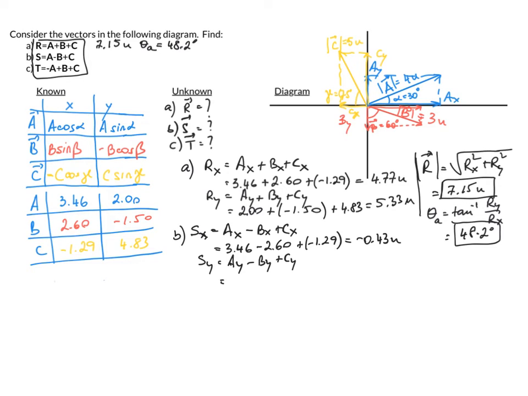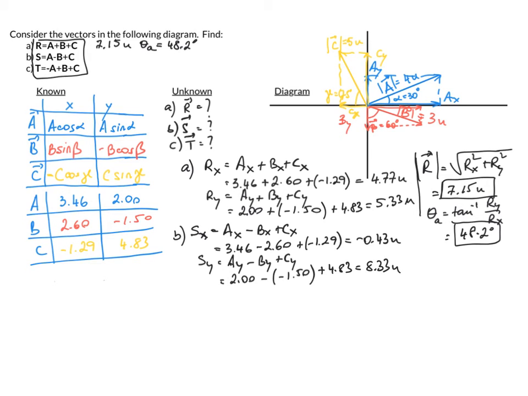Then s sub y is going to be a sub y minus b sub y plus c sub y. So a sub y is 2.00, b sub y is negative 1.50. So one of the negative signs comes from here, the other negative sign comes from there, so the two negatives will actually add. And then plus c sub y, which is 4.83. And when I add these things together, I end up with 8.33 units.